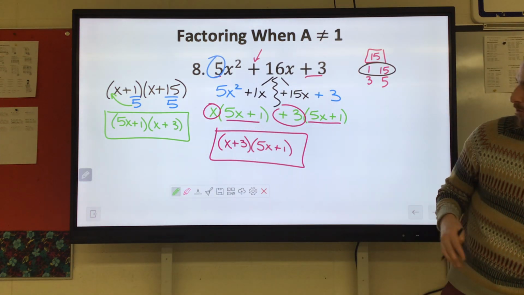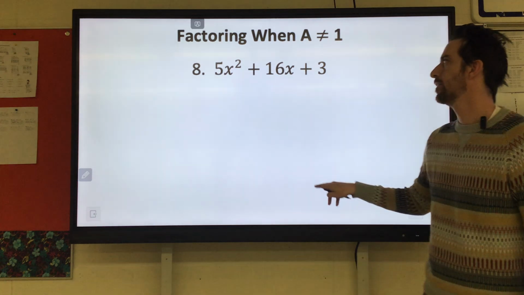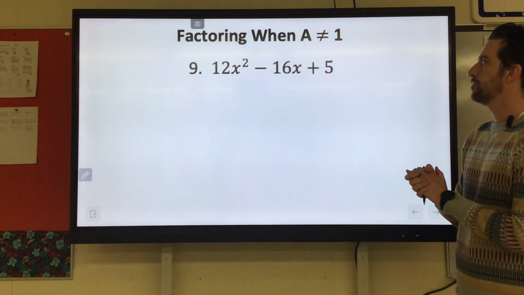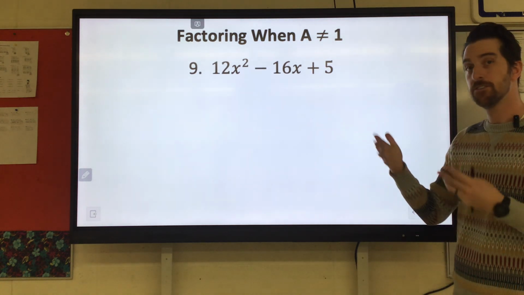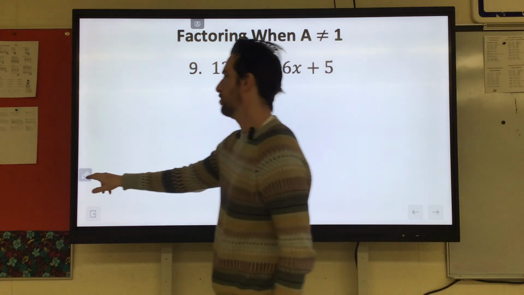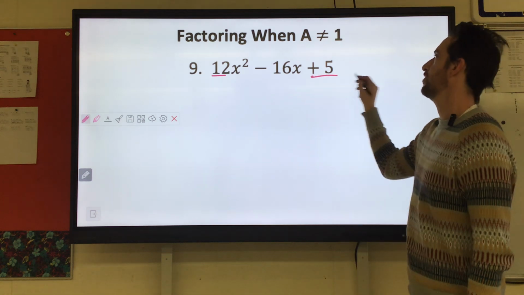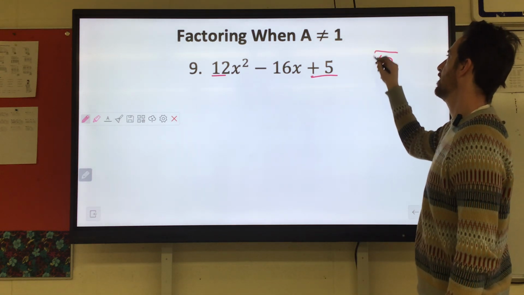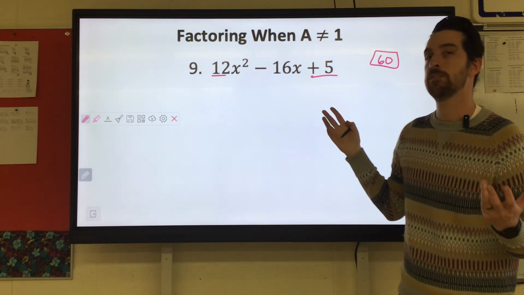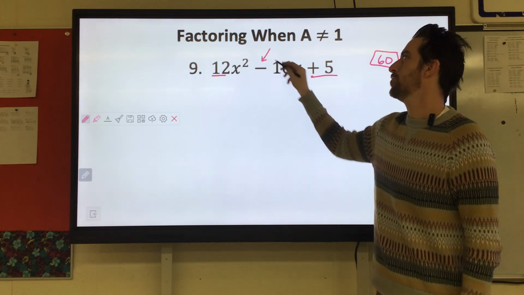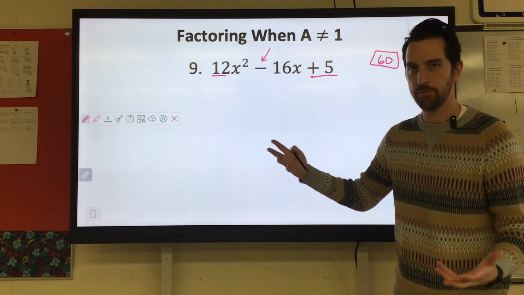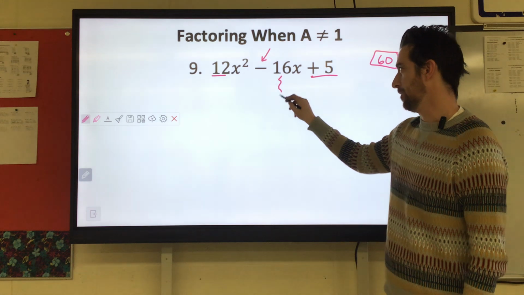All right. Let's see what else we got. All right, here we go. Number 9. Look for a common factor. There is not one. So we're going to multiply first and last. 12 times 5 is positive 60. If it's positive, they have to both be the same sign. They add up to a minus 16, so they're going to both be minus when we split that 16.